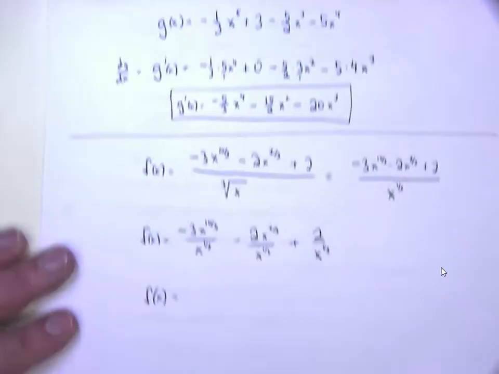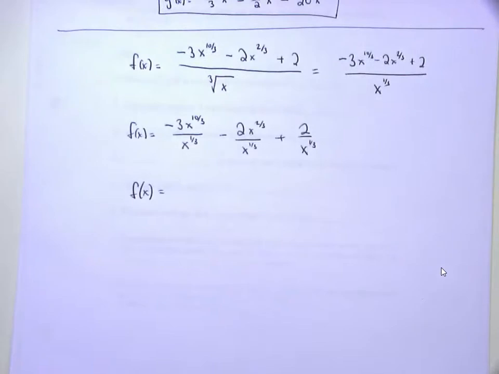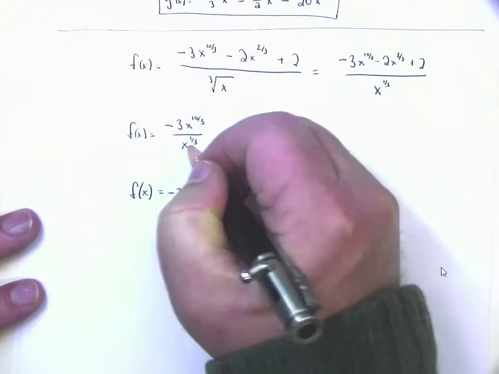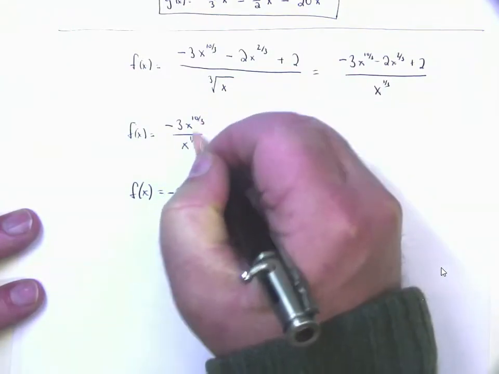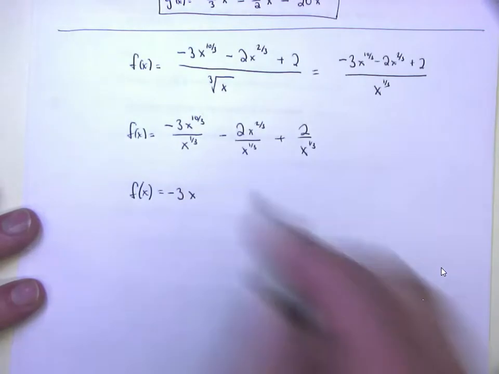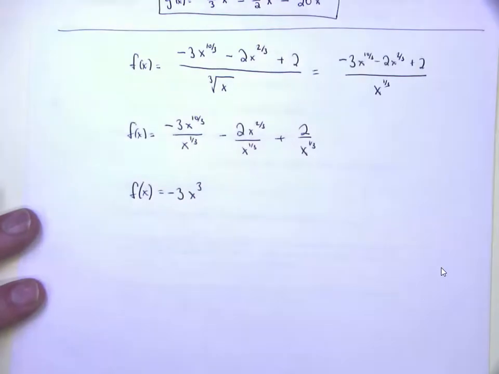Now we're going to clean it up. Well, when you're dividing, what do I get to do with the exponents since they're like bases here? I get to subtract exponents. So the constant would stay there. This would be negative 3x, but 10/3, x to the 10/3 divided by x to the 1/3. Well, 10/3 minus 1/3 is how much? And 9/3 is also known as 3, so this cleans up actually rather nicely. So it becomes negative 3x cubed.